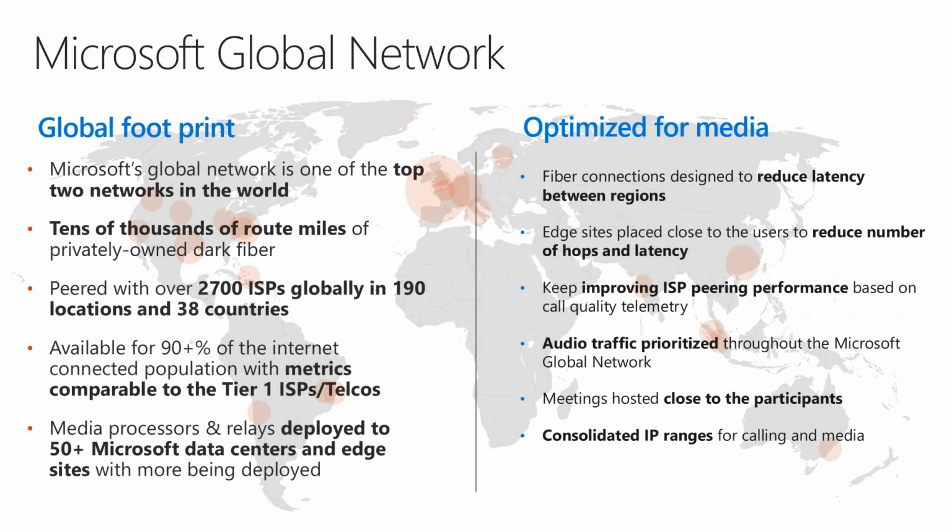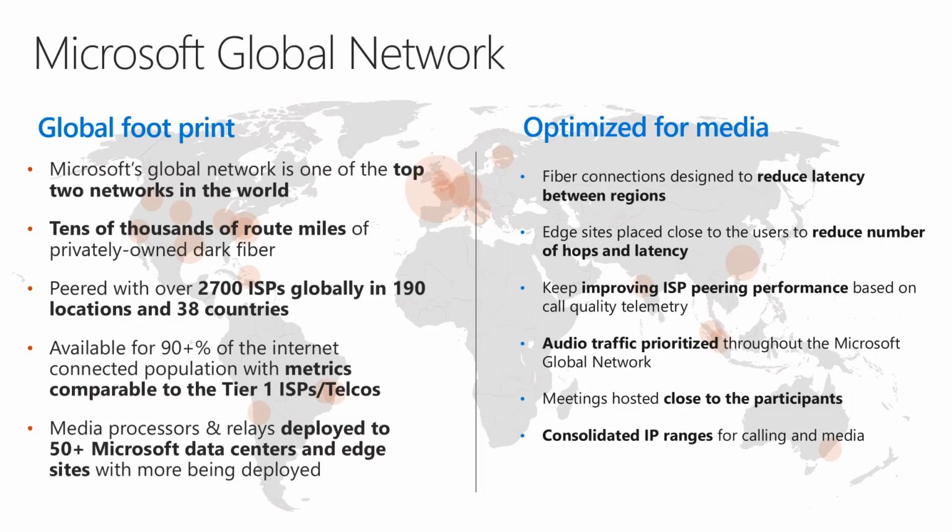Here are some facts about the Microsoft Global Network. It's one of the 2 top networks in the world. It has tens of thousands of privately owned dark fiber. We are connected with 2,700 ISPs in 190 peering locations in 38 countries. 90% of the connected internet population can connect with metrics comparable to Tier 1 ISPs or telcos, with media processors and relays deployed to more than 50 Microsoft data centers and edge sites, and more are being deployed.